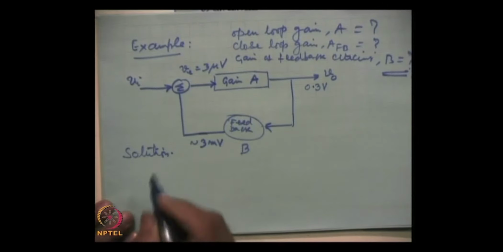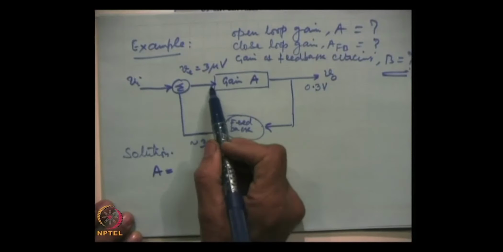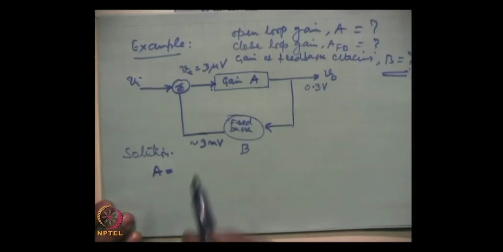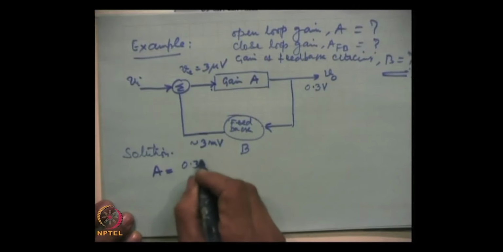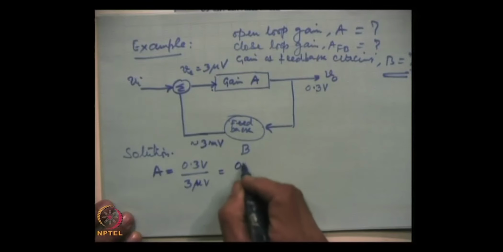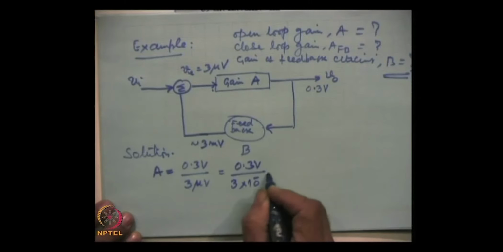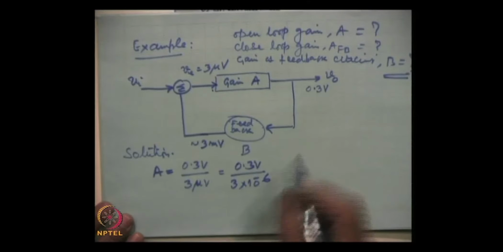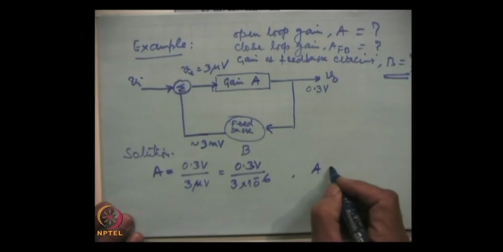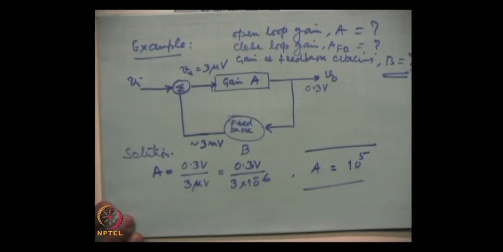First we can find out what is A, the open loop gain. Open loop gain is the output to the input of the amplifier, and the output is 0.3 volts divided by 3 microvolts. So, this is 0.3 volts divided by 3 into 10 to the power minus 6, and this is obviously gain A equal to 10 to the power 5, 100,000 is the open loop gain.